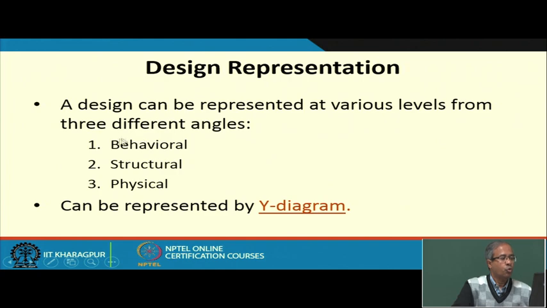Behavioral means what the design is supposed to do, structural is how it is implemented in terms of the circuitry or the netlist, and physical is the actual implementation, whether it is implemented as a chip or as a module or as a cell and so on. And because of the three angles, it was proposed that it can be represented by a so called Y diagram. So, let us see how this Y diagram looks like and how it can represent the various aspects of the design from these three different angles.